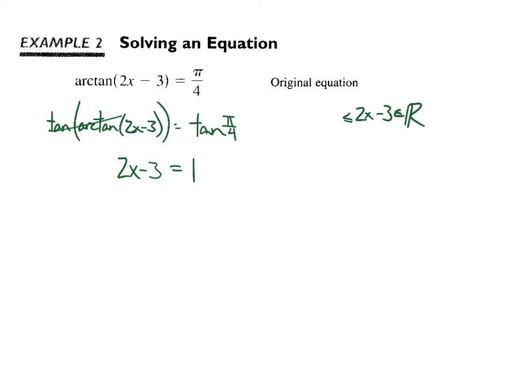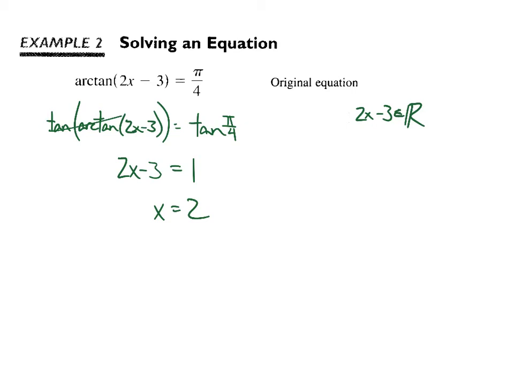And get rid of that. Okay? And that's again because the domain of arctangent is all real numbers. So now we just add 3 divided by 2 and x equals 2. Okay? But that's how we would do it.